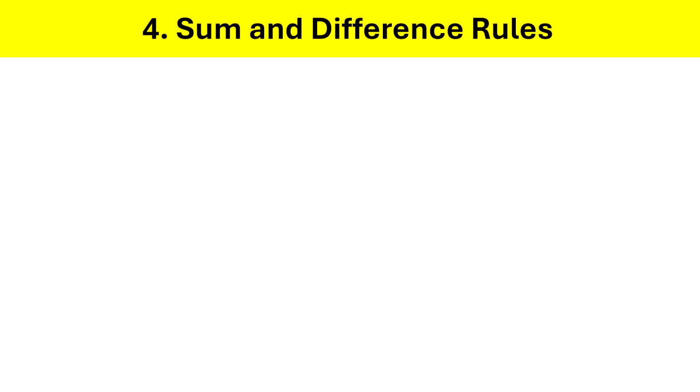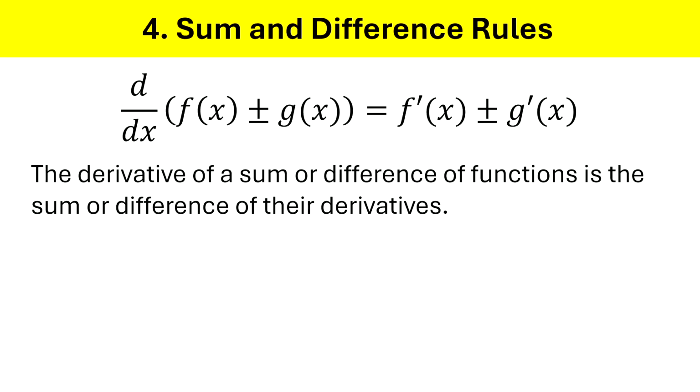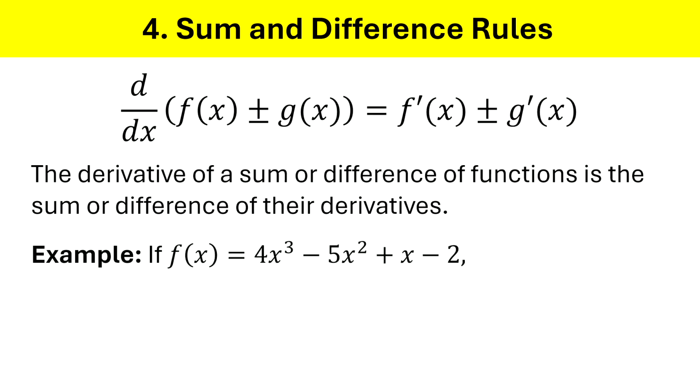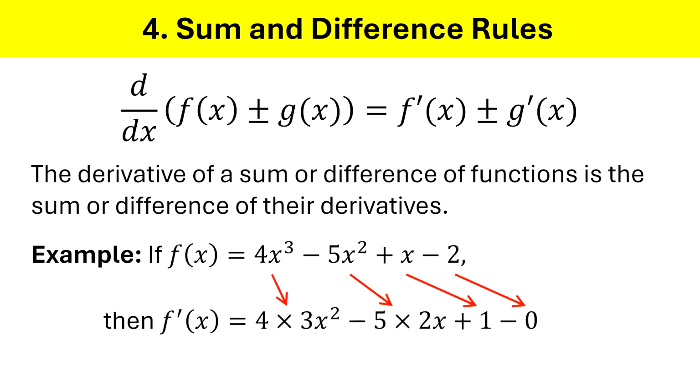Next, the sum and difference rules. The derivative of a sum or difference of functions is the sum or difference of their derivatives. For example, if f of x equals 4x cubed minus 5x squared plus x minus 2, the derivative of f is just the sum or difference, as in the original expression, of the derivative of each term. Simplify the expression to get the final answer. This rule is straightforward, isn't it?